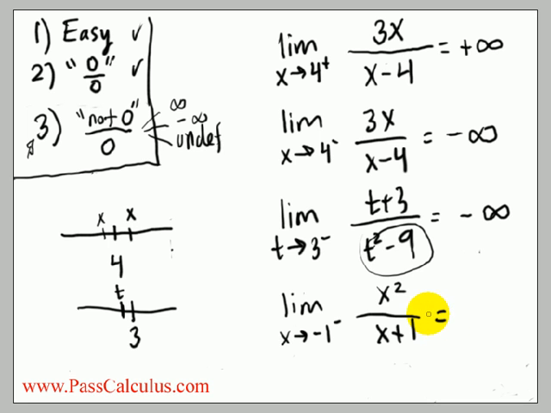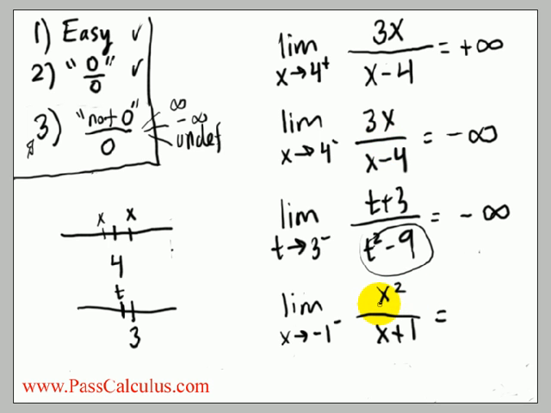How about something like that? Well, this time, when I put -1 into top and bottom, -1 squared is 1, and -1 plus 1 is 0. So we got like 1 over 0. So this is definitely type 3. So we can expect one of these as our answers, either infinity, minus infinity, or undefined.